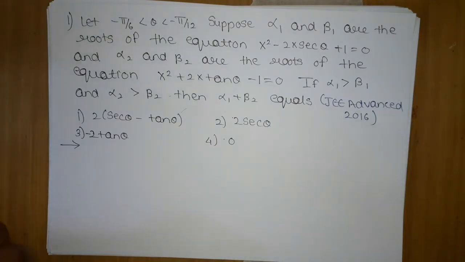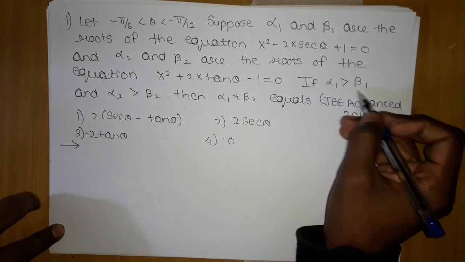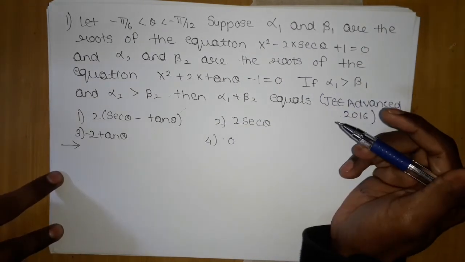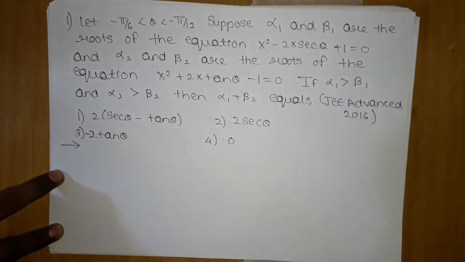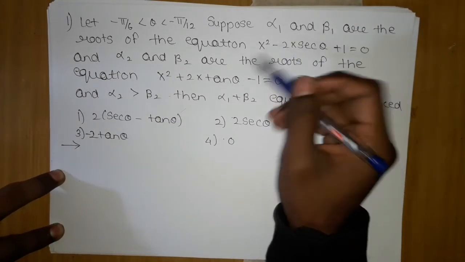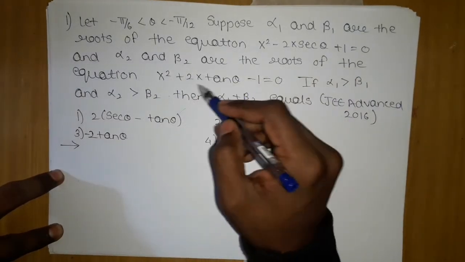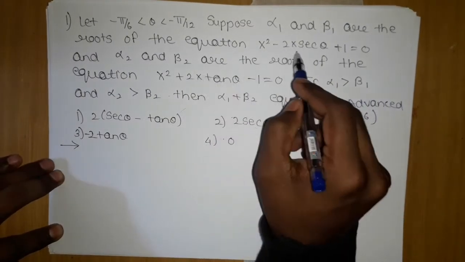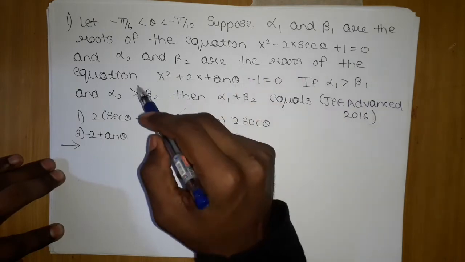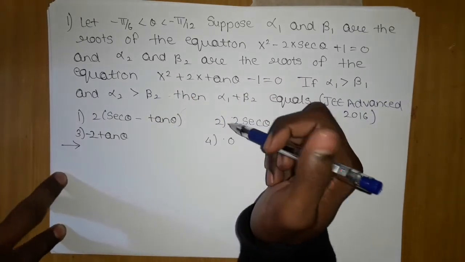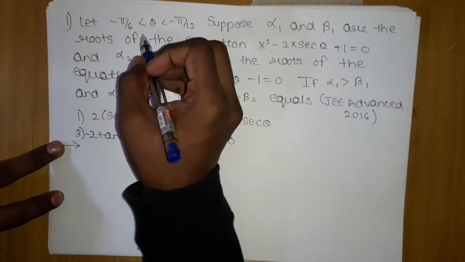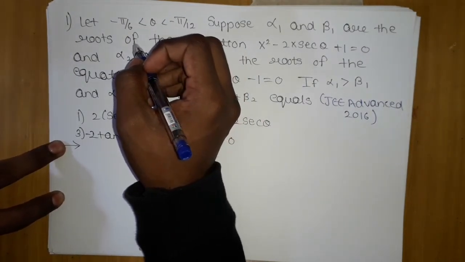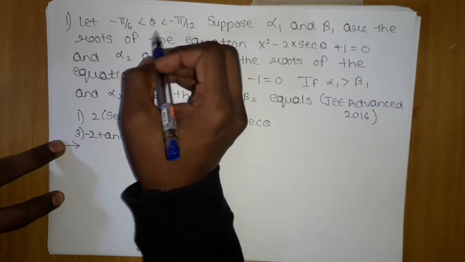So first, every piece of information: alpha 1 is greater than beta 1 and alpha 2 is greater than beta 2, and we need to find alpha 1 plus beta 2. Alpha 1 and beta 1 are the roots of this equation, and alpha 2 and beta 2 are the roots of this equation. So we can find alpha 1 and beta 1 from here and alpha 2 and beta 2 from here. Now one more thing, this theta is in the fourth quadrant. How will you come to know that?